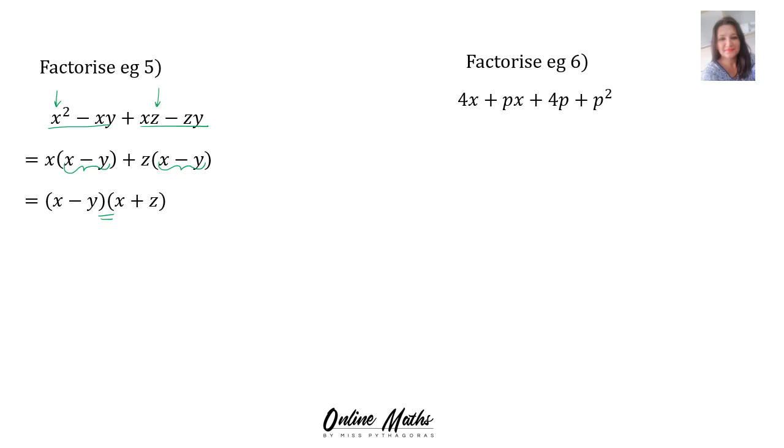Example 6. I'm going to factorize by grouping. So I'm going to group number 1 and 2 together and number 3 and 4. Here I'm going to take out x as a common factor. There I'm going to take out p as a common factor. So I take out x, I'm left with 4 plus p. I take out p, I'm left with 4 plus p. And then 4 plus p and 4 plus p, it's the same bracket. Therefore, I take out 4 plus p and I'm left with bracket x plus p. I'm left with this x plus that p, no sign in between.